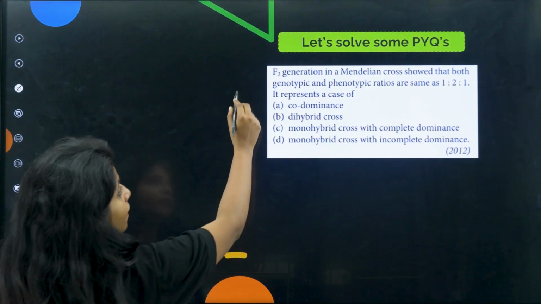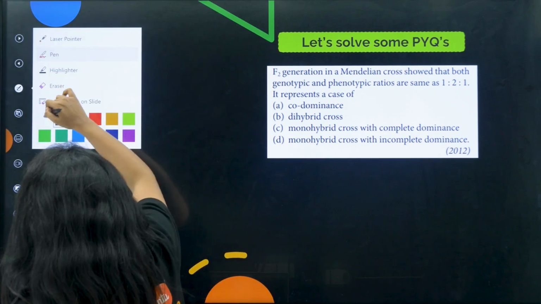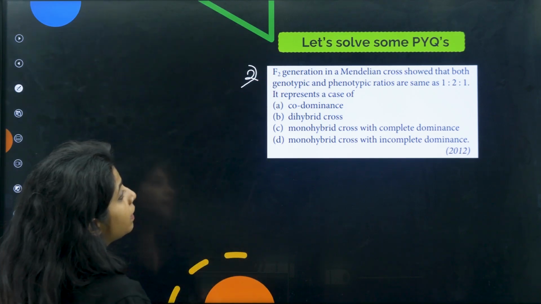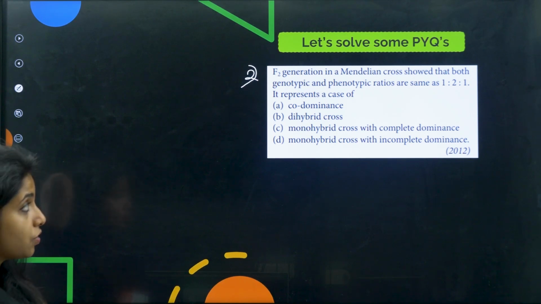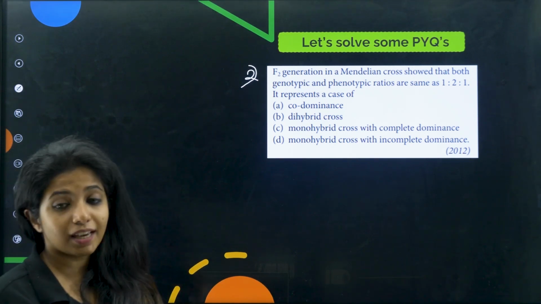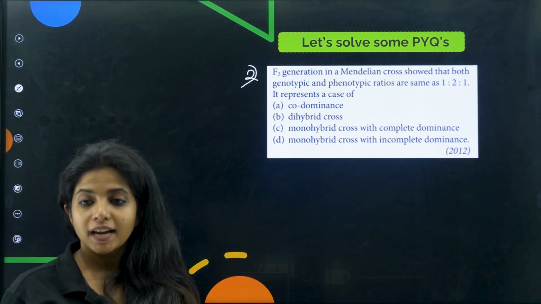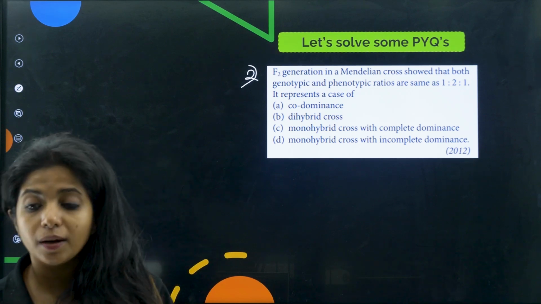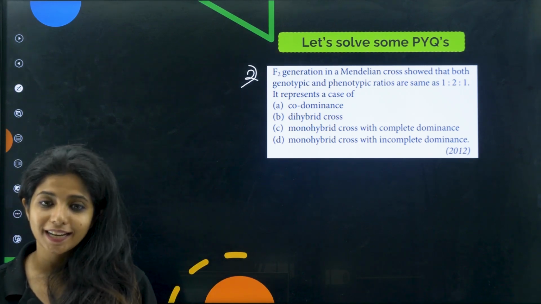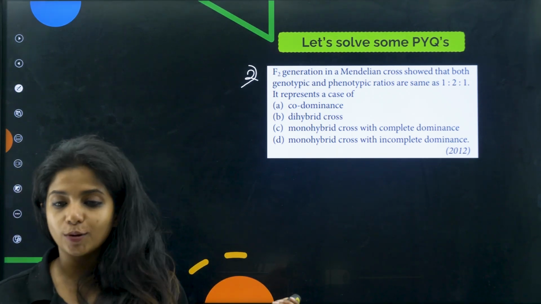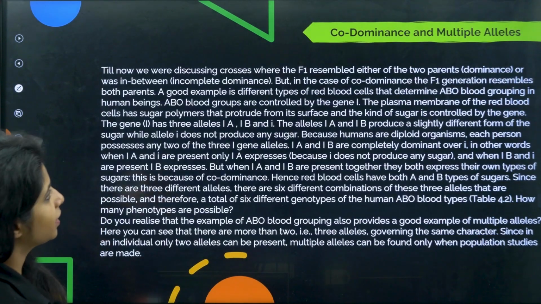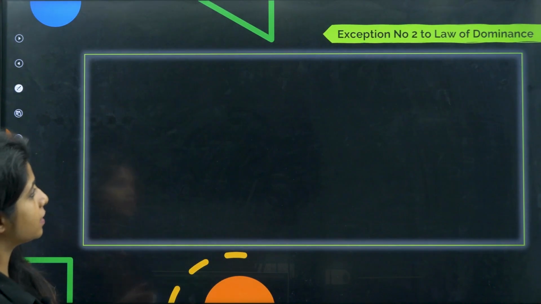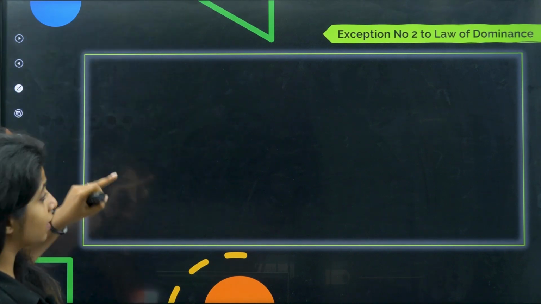Now next thing, F2 generation in a Mendelian cross showed that both genotypic and phenotypic ratios are the same, 1:2:1. It represents a case of what? Codominance, dihybrid cross, monohybrid cross with complete dominance, or monohybrid cross with incomplete dominance? 2012 question. Tell me the answer. Going ahead: codominance and multiple alleles. Now that is the next thing, and for that thing I am very much excited.